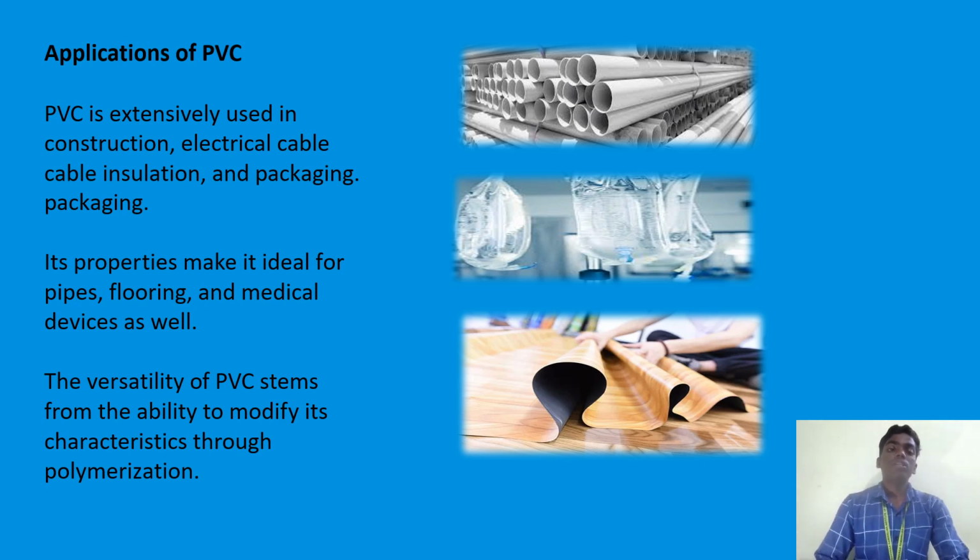Where is polyvinyl chloride actually used? Polyvinyl chloride is extensively used in construction, electric cable insulation, and packaging. Its properties make it ideal for pipes, flooring, and medical devices as well. We use polyvinyl chloride mostly in hospitals. The versatility of polyvinyl chloride stems from the ability to modify its characteristics.